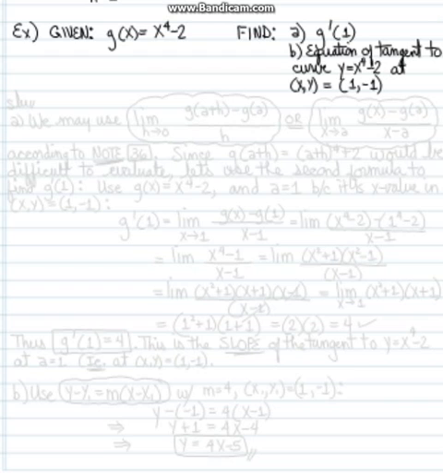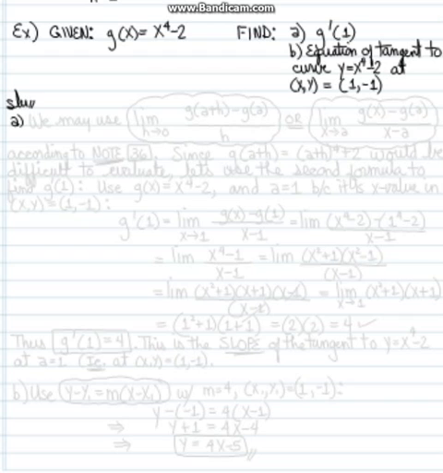Part B, find the equation of the tangent to this curve. Instead of calling it g of x, they call it y equals x to the fourth minus 2. So you want the equation of the tangent at the point (x, y) equals (1, negative 1). Okay, let's work this one out.